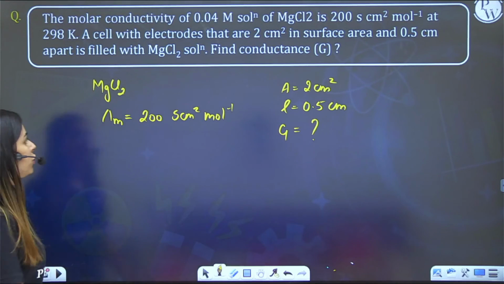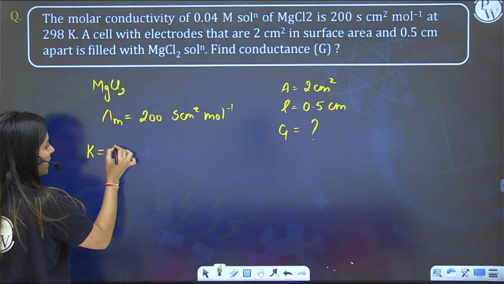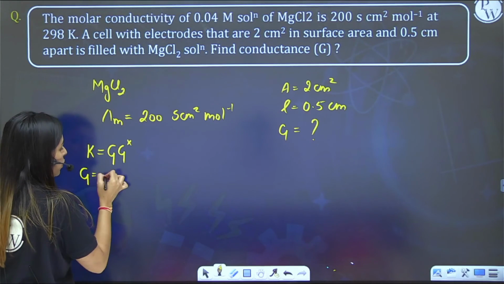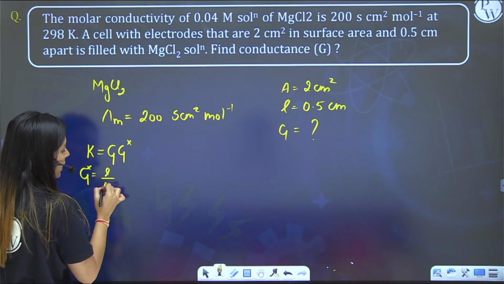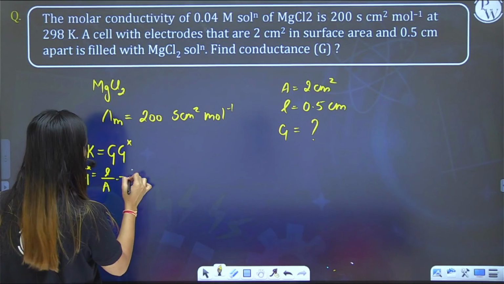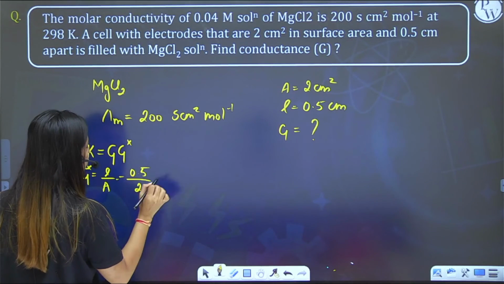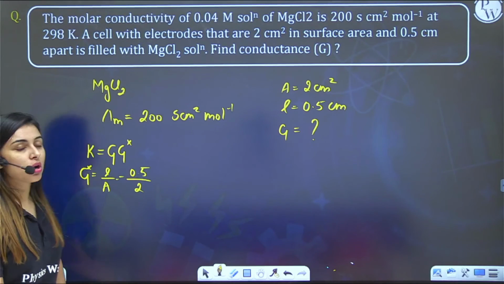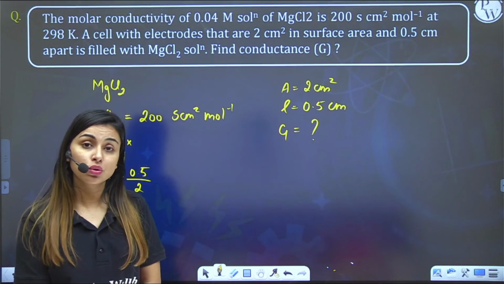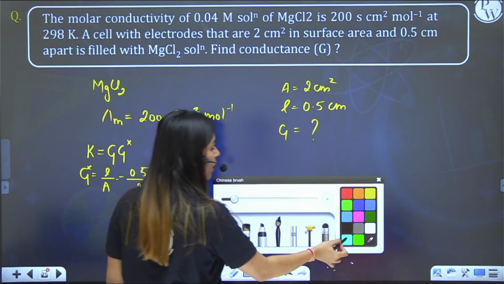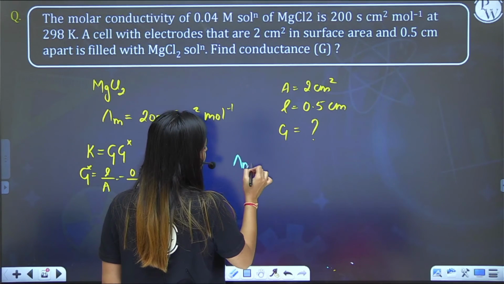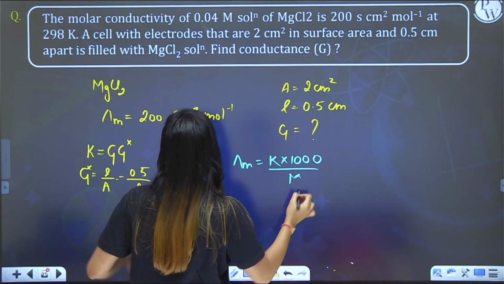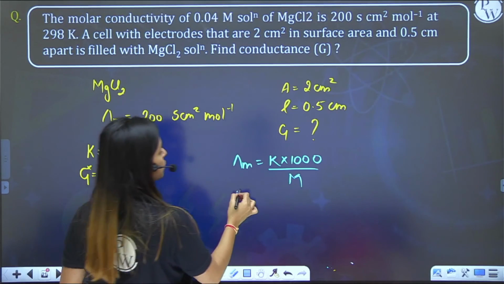See, I know one thing very clear, that for calculating G, G star is equal to L upon A. L is given to be 0.5 and area is given to be 2. So I can calculate G star. G I have to calculate. Now let's talk about conductivity. How are we going to calculate conductivity? For conductivity, I know molar conductivity is equal to K into 1000 upon molarity. Am I given the molar conductivity? Yes, ma'am, it is 200.